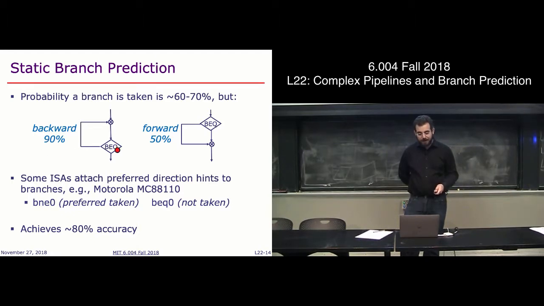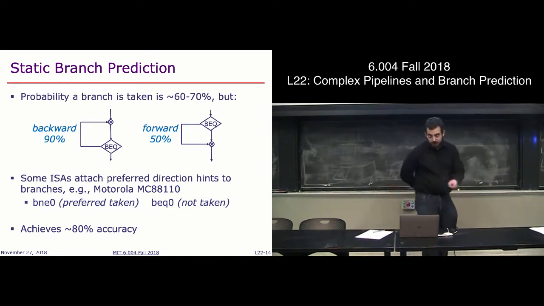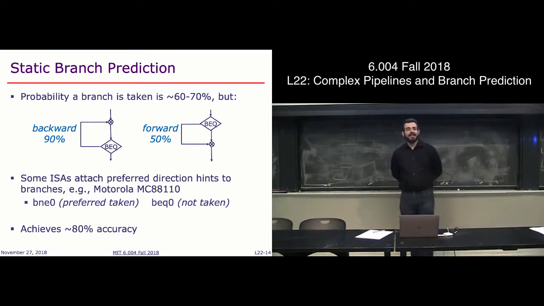If I am jumping backwards, so if I am jumping to some earlier PC, some smaller PC than that of the branch instruction, and, you know, what if the branch jumps forward? Branch jumps to, or branches to, a later PC, which you of course can distinguish by looking at the offset, right? You don't need to compute the condition.